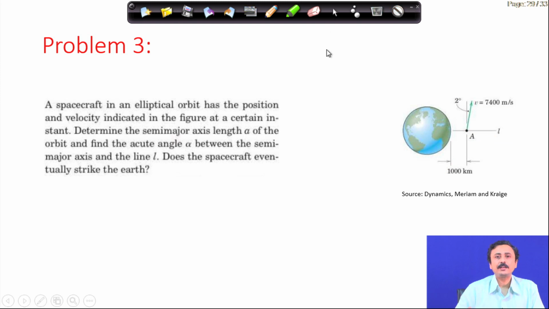We have to calculate the trajectory of the spacecraft and also check whether it strikes the earth or not. It will strike the earth if the minimum separation from the center of the earth falls below the radius of the earth. That means, if the perigee of this elliptical path of the satellite is less than the radius of the earth, then it will definitely strike the earth somewhere.